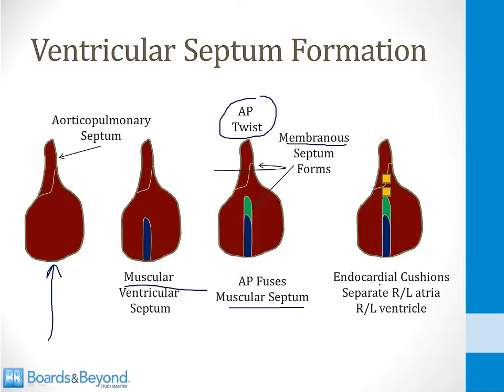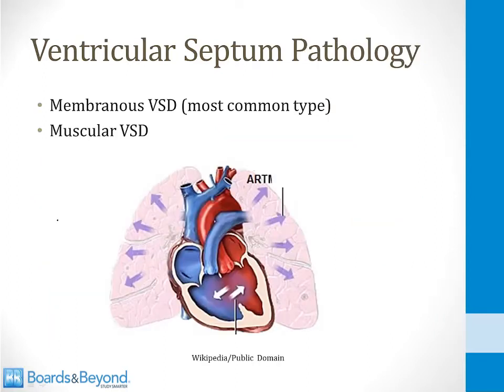After this step, structures called the endocardial cushions appear, and they will separate the right and left atria and the right and left ventricle. And the final result is that you have a single septum separating the left ventricle from the right ventricle. And if you know the names of the structures in the embryo that form the ventricular septum, then it's easy to understand ventricular septal pathology. There are a number of forms of ventricular septal defects, and some of them are called membranous. This is the most common type. Others are called muscular. And the reason they are named this way is because this represents the structures from which they derive in the embryo.